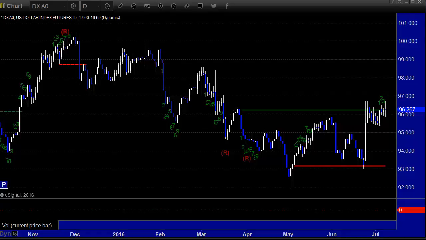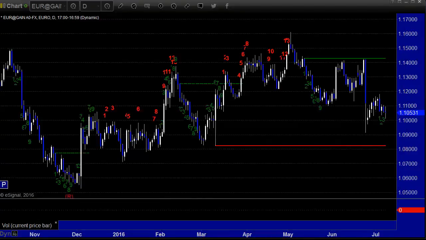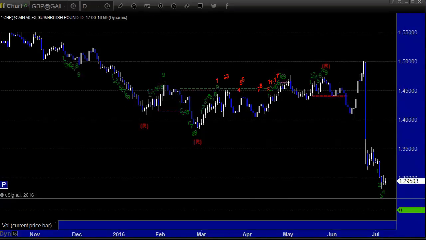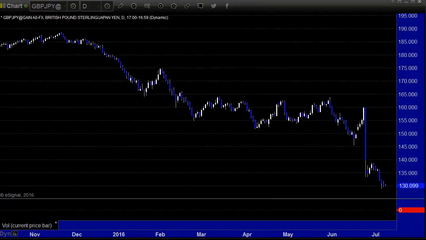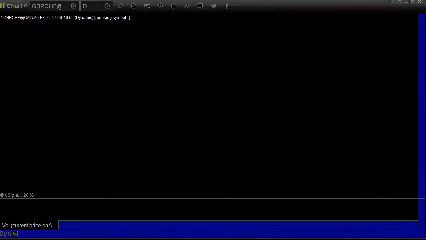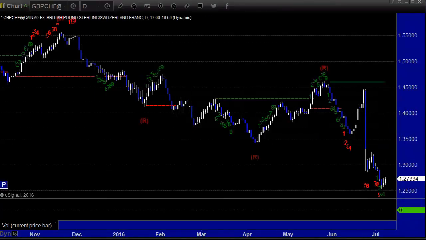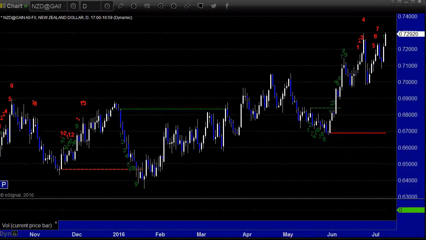Let's go through some of the major pairs, then we'll go to the intra-week action, and then we'll look at the data coming out this week and get a plan. Euro dollar, nothing new here at all to look at. Pound dollar, obviously getting hit after the Brexit vote. Aussie dollar up. Pound yen down. Euro yen down. Pound Swiss down. New Zealand dollar up, about to break out to new highs.